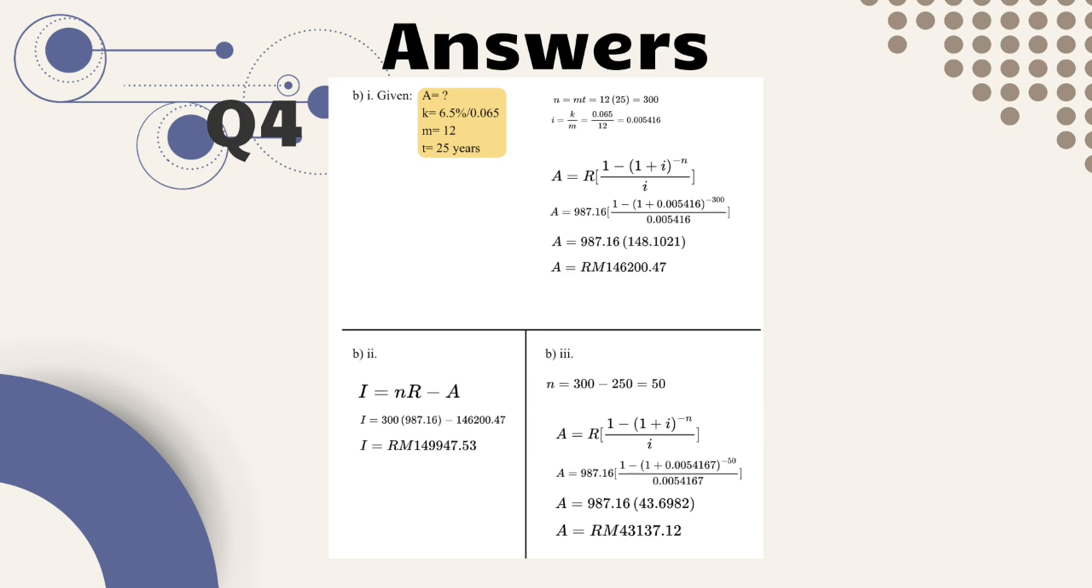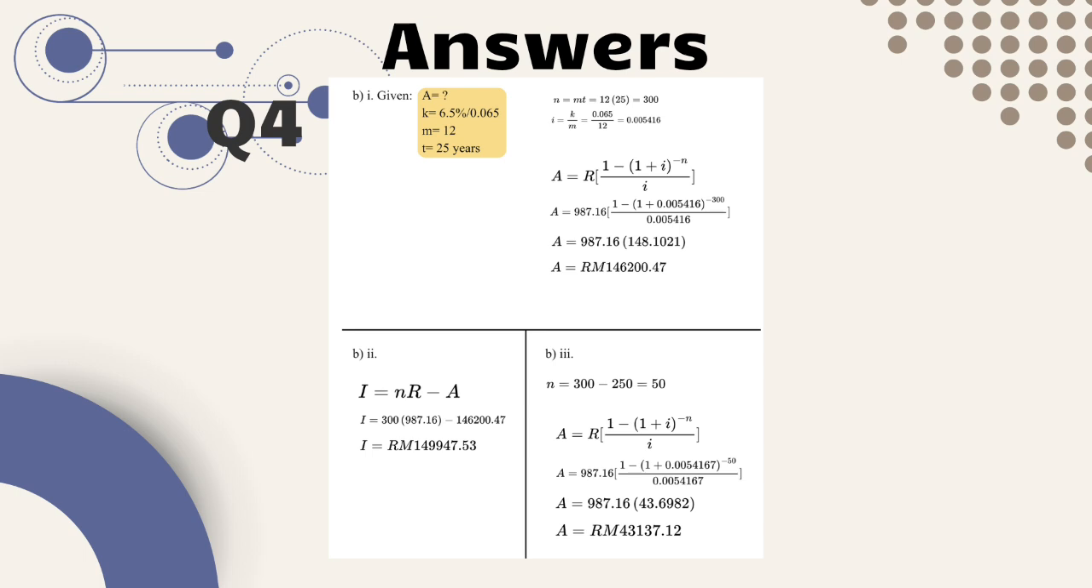We can put all of that amount given by the question into the formula, and it will be A equal to 987.16 bracket 1 minus 1 plus 0.005416, the power of negative 300, divided by 0.005416. After all of the calculation, we can find the value of A, where A equal to 146,200 ringgit 47 cents.